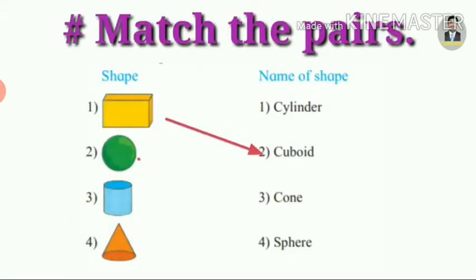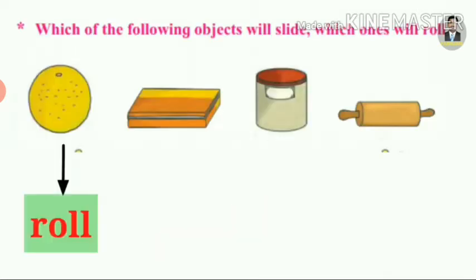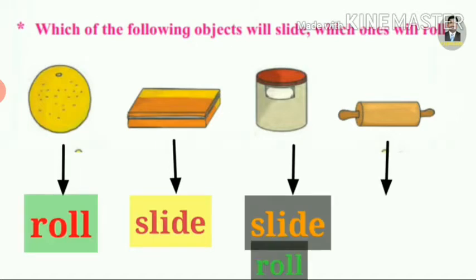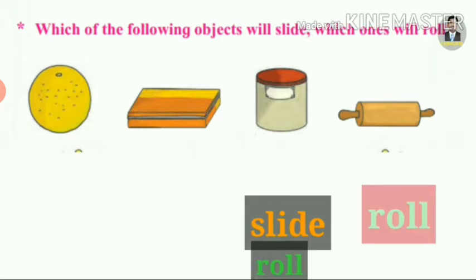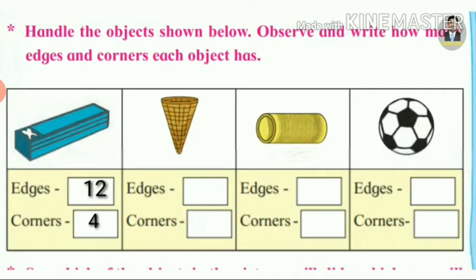Match the pairs: cuboid, sphere, cylinder and cone. Which of the following objects will slide? Which ones will roll? Sphere rolls, compass box slides, tin slides and rolls, and rolling pin rolls. You can see the objects and their edges and corners over here. So these are the answers.